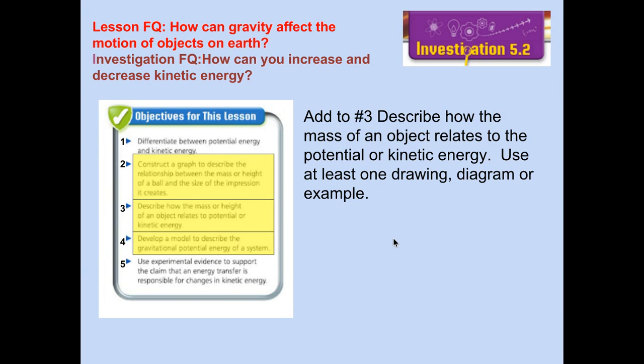The other thing we want to do today is add to number 3, and that is to describe how the mass of an object relates to potential and kinetic energy. And you should use at least one drawing, diagram, or example for that. So over here it says, describe how the mass or height of an object relates to potential or kinetic energy. On the objective page, you should add a description of how mass relates to potential and kinetic energy.